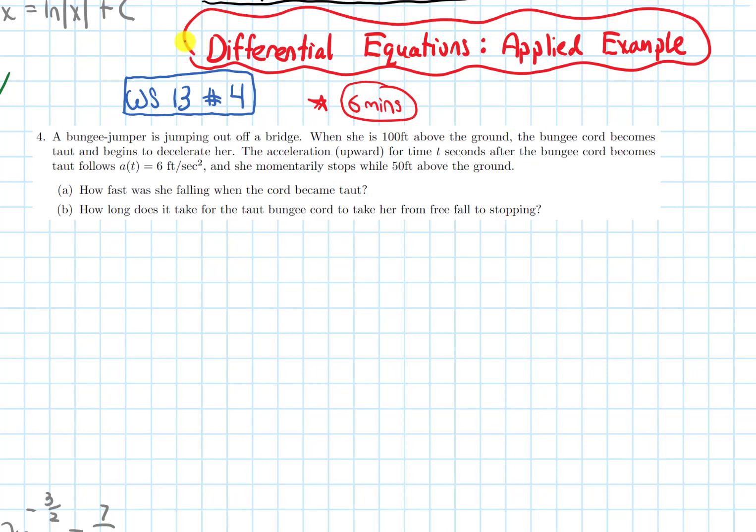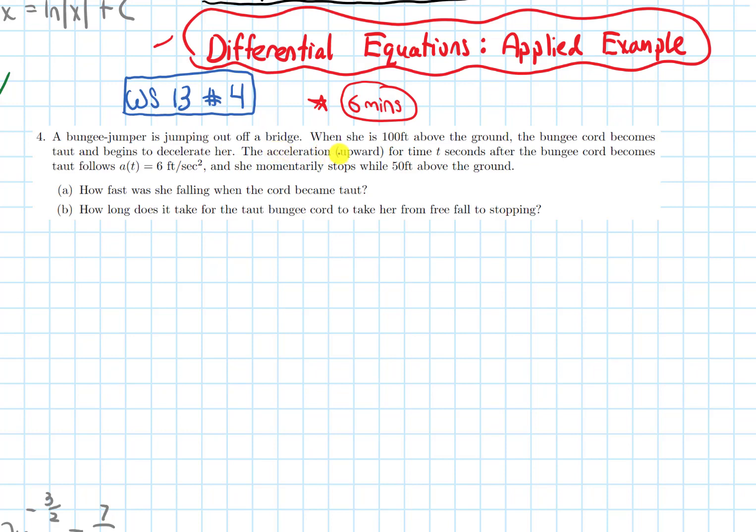In this discussion video, we will do a differential equations example of an applied situation. So this is problem 4 from worksheet 13, and it says that a bungee jumper is jumping off a bridge. When she is 100 feet above the ground, the bungee cord becomes taut and begins to decelerate her.